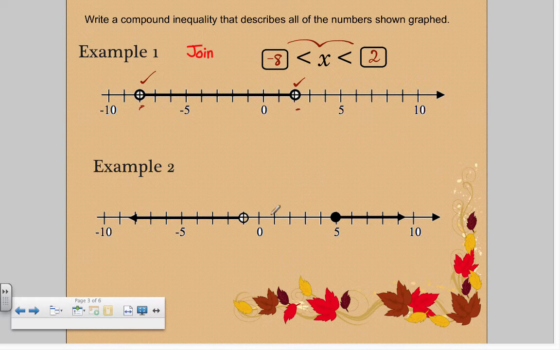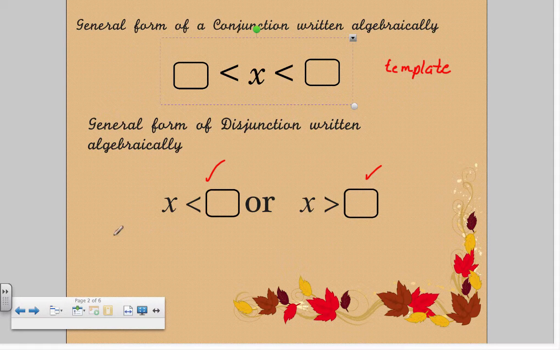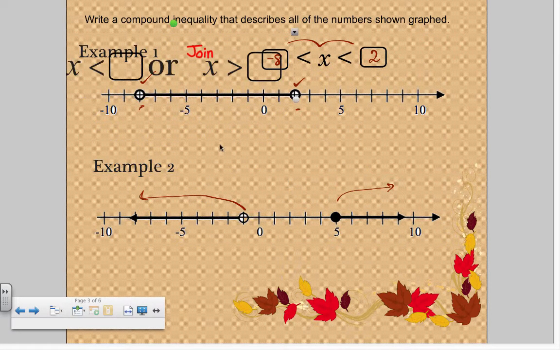All right, down here, am I joining 2 points together? No, in fact, they seem to be running away from each other. Going this way, going that way. So that's an or statement. So I would come over here and grab my template for a disjunction.